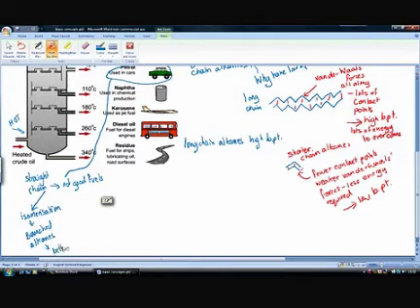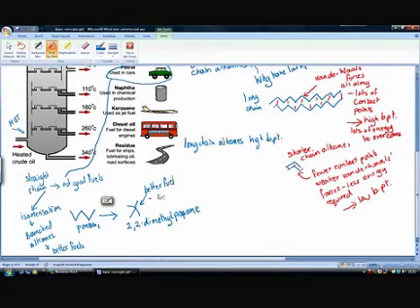And in this example, we can think of a straight chain pentane, 5 carbons. If you put it through the isomerization process, you'll form 2,2-dimethylpropane, a branched isomer of pentane. And that's a much better fuel since it's got a higher octane rating, it's more efficient, and it does not pre-ignite.